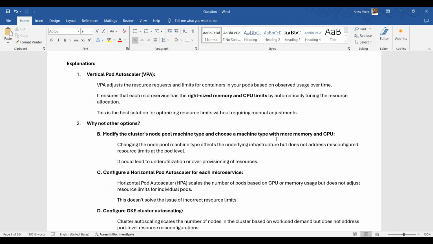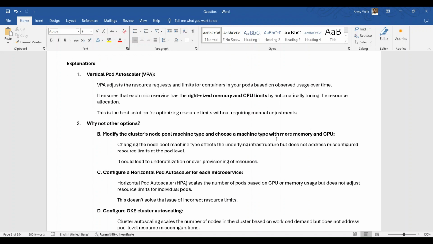2. Why not other options? B. Modify the cluster's node pool machine type and choose a machine type with more memory and CPU. Changing the node pool machine type affects the underlying infrastructure but does not address misconfigured resource limits at the pod level. It could lead to underutilization or over-provisioning of resources.